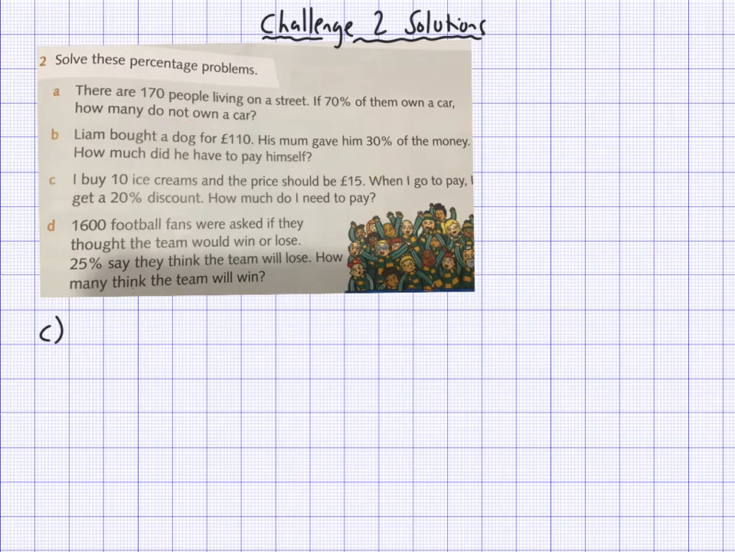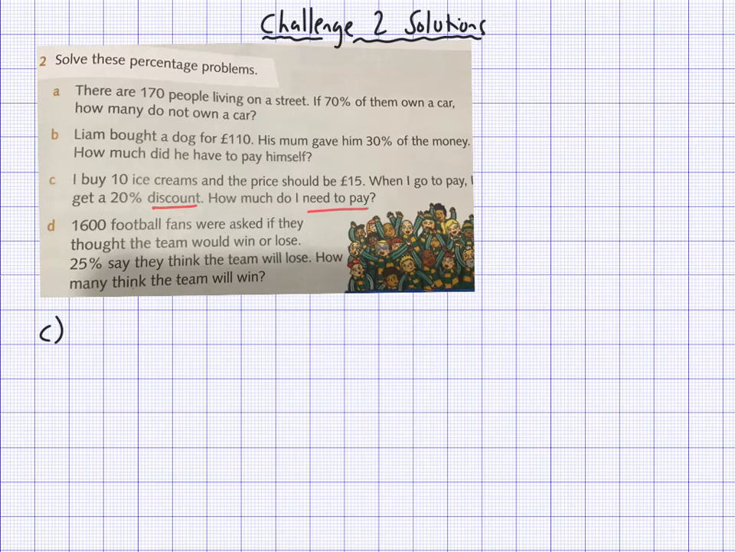Okay, for question C, I buy 10 ice creams and the price should be £15. When I go to pay, I get a 20% discount. How much do I need to pay? Now the word discount, that means money off. It's like a sale, so you're getting 20% off the normal price. So the normal price is £15, and we need to find how much the person needs to pay.